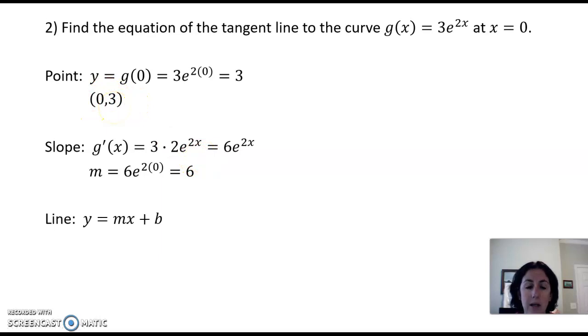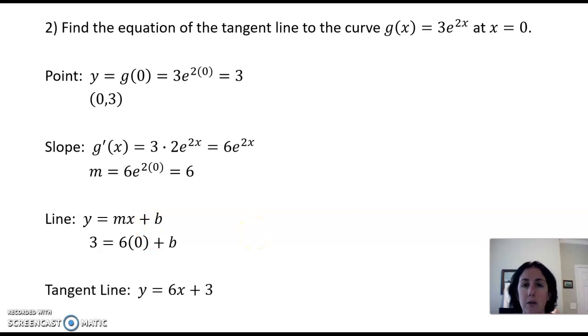We can find our y equals mx plus b. Plug in m, x, and y. So we'll plug in 3 for y, 0 for x, 6 for m, and solve for b. This whole term goes away, and you can see that your b is equal to 3. Probably got that from right here, considering this is the y-intercept when x is 0. So we could have gotten b from that, but here's the work in case you needed to see it. Put it all together, and our tangent line is y equals 6x plus 3.